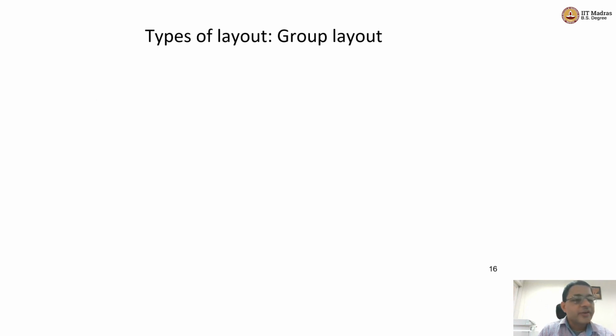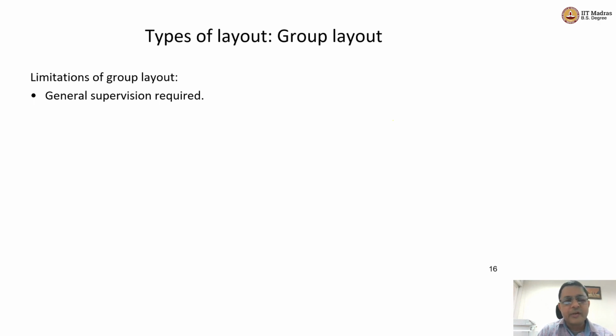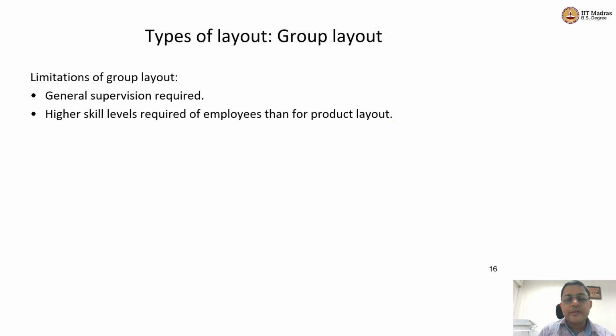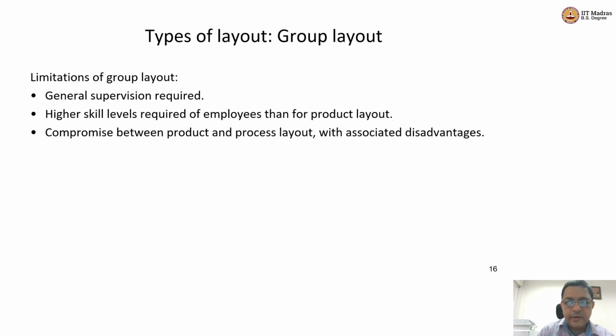Some of the limitations or disadvantages of group technology layout. The problem is the supervision cannot be specific. It can only be generic. Therefore, very high skills are required for the employees than are required for the product layout, because now the operators are actually processing a family of products. They are not processing a single product. As I said earlier, since cellular layout or group technology layout is a combination of product layout and process layout, all the limitations of product layout and all the limitations of process layout will also be associated with the GT layout.